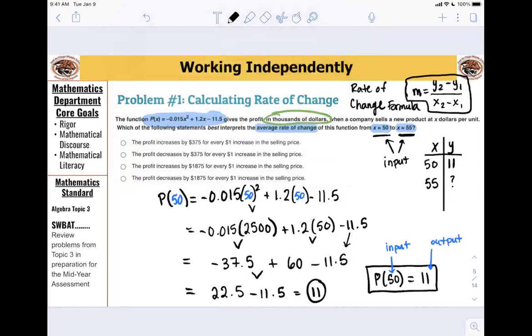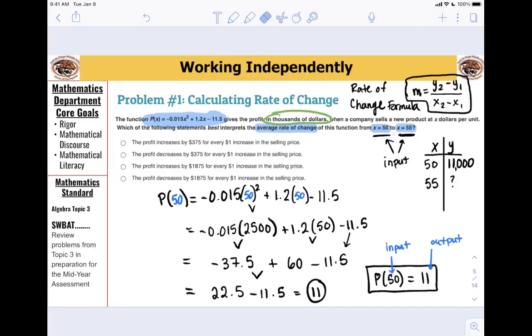But yeah, let's do it now. That's a good point. This is technically 11,000. So thank you for that, Lauren. Questions on that? On why that's going to be 1,000? Awesome. Okay. Now I did it for 50. I have to do it for the 55 as well, because I need to know both of those inputs and outputs in order to calculate my rate of change.